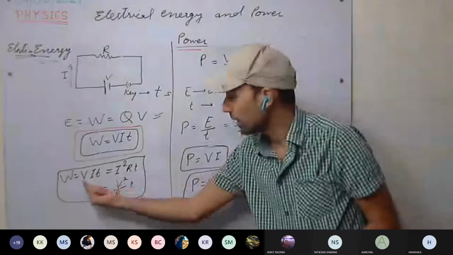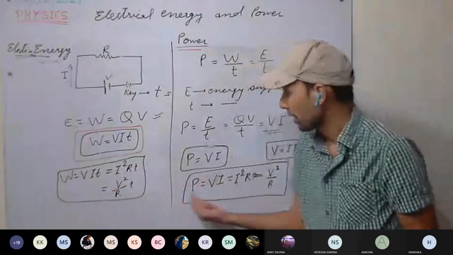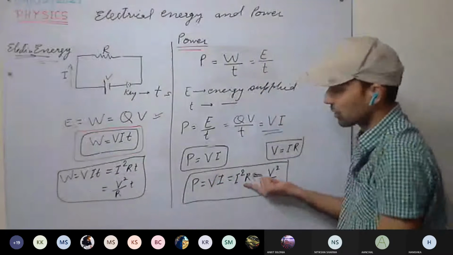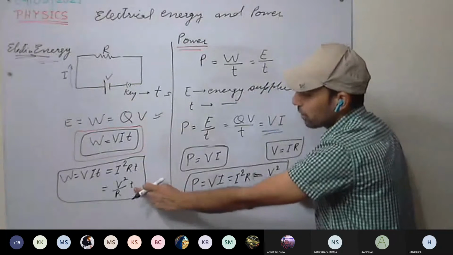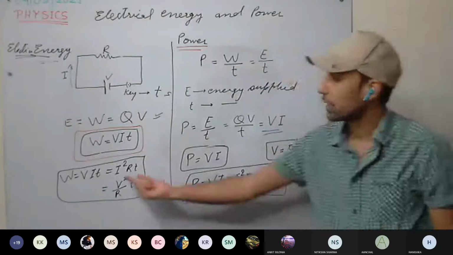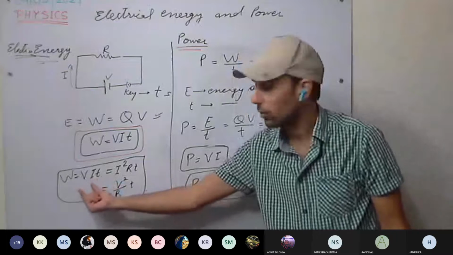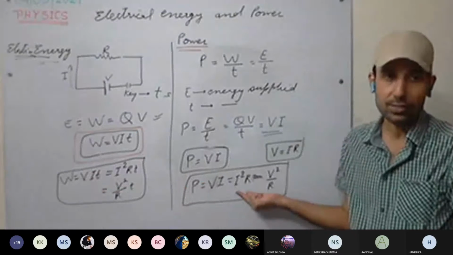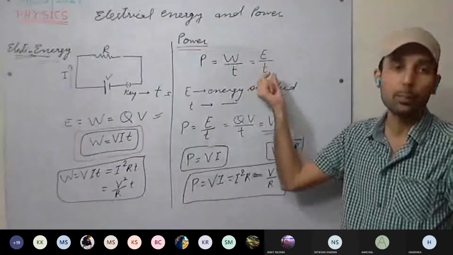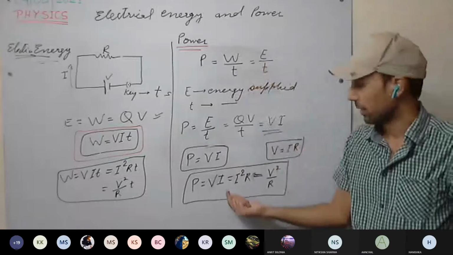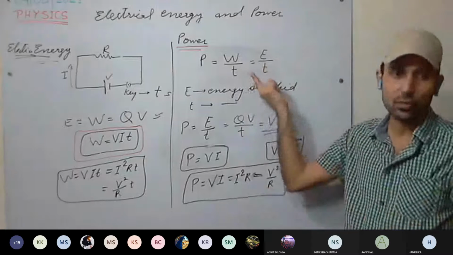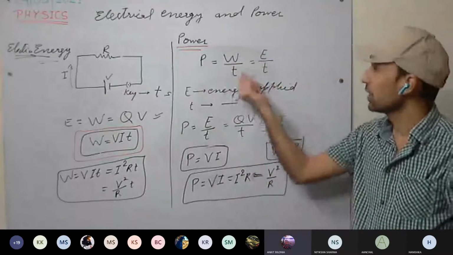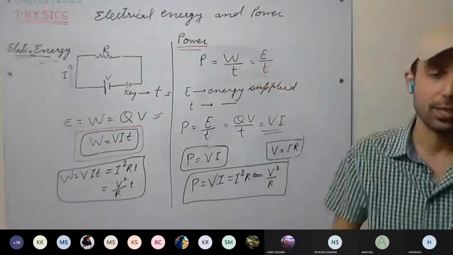You can see as well, work done each divided by T. VIT divided by T, VI. I square RT divided by T, I square R. V square by R into T divided by T, V square by R. So these are expressions for electrical energy supplied, consumed, or amount of work done. These are the expressions for power, that is electrical energy supplied per unit time, per second. That is the rate of energy supplied. Understood this one? Per second how much energy is supplied.